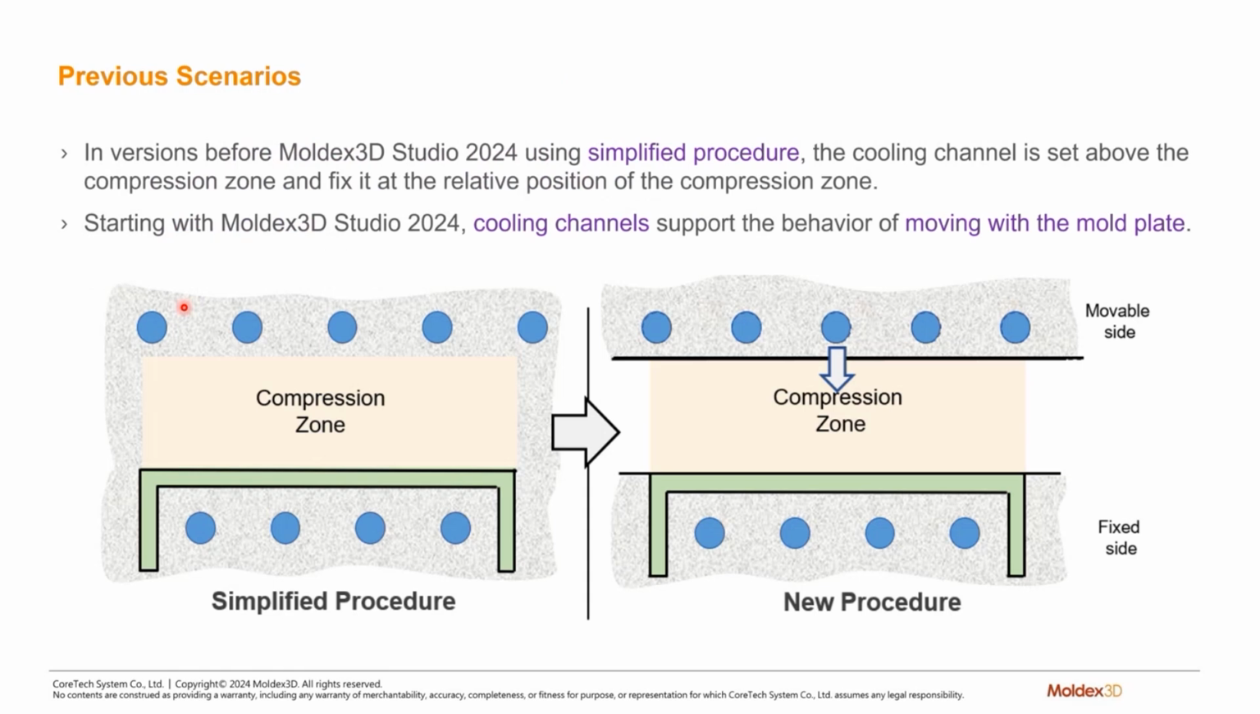This one is the procedure we have in Moldex3D. As I mentioned in the previous slide, the new procedure is our new function in the 2024 version. Before the 2024 version, we only had a simplified procedure. The difference between the simplified procedure and the new procedure is that the cooling channel will move with the mold. It means in the simplified procedure, the cooling channel is fixed here. But in the new version, the cooling channel will move with the mold, the upper mold.